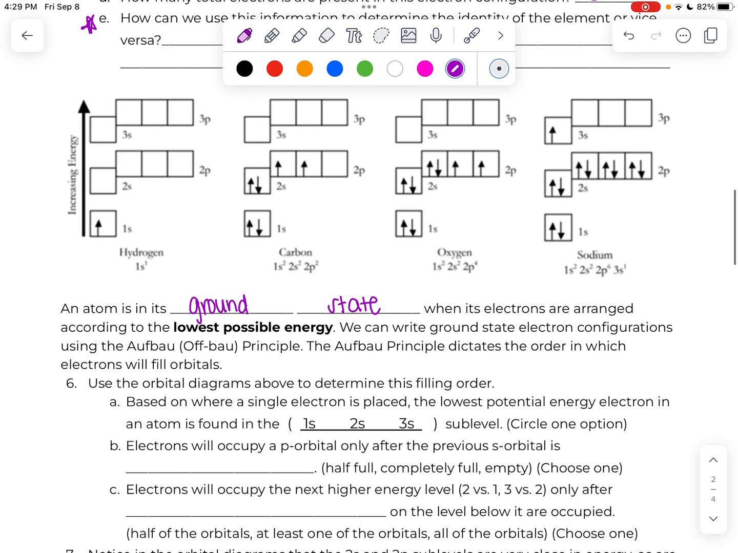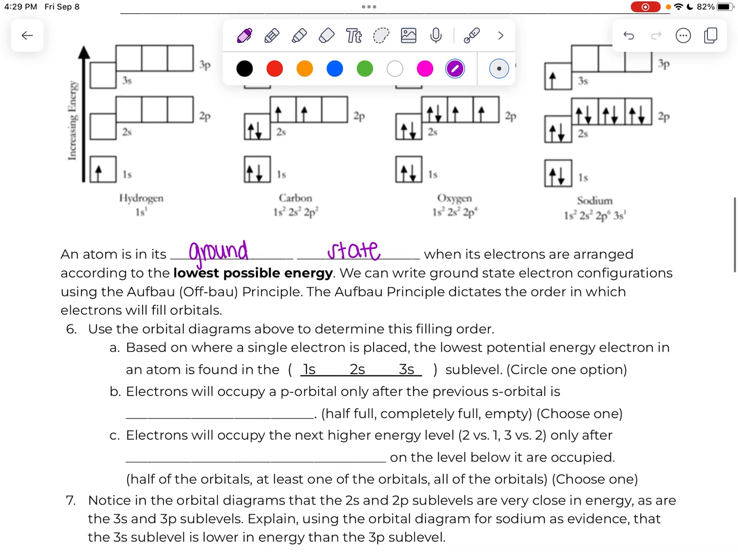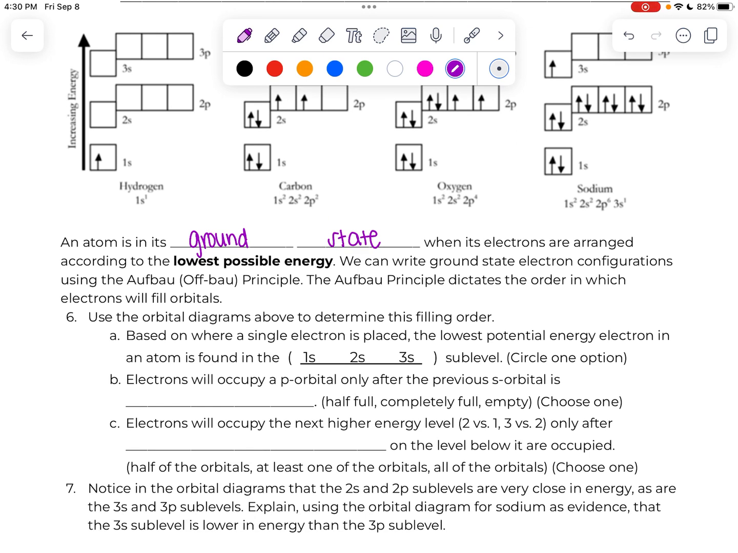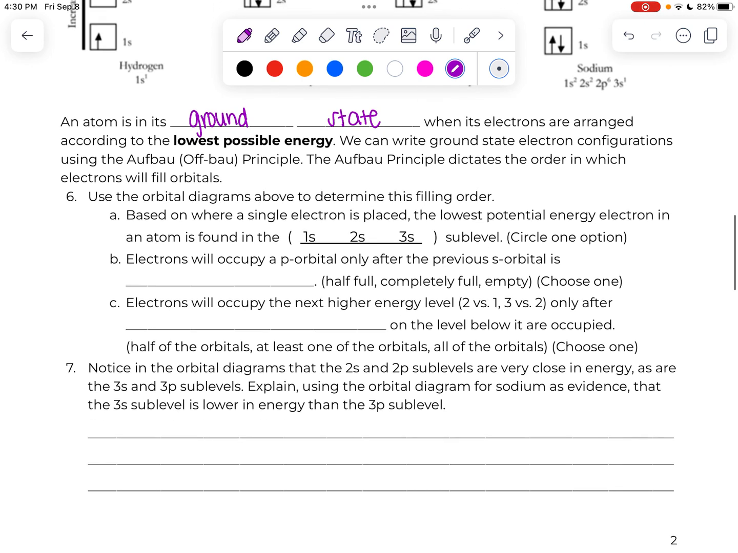Number 6 has a set of questions in it that I'd like you to try and use these ground state orbital diagrams to figure out what the Aufbau principle is actually telling you. Go ahead and answer number 6 and number 7. Pause the video and then check in with the answer key to see how you did on those.